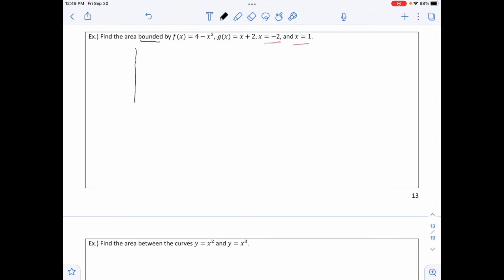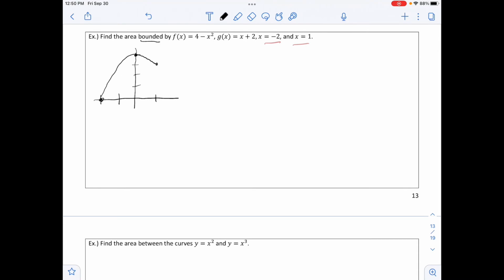And again, we're graphing this between x equals -2 and +1. And so the first graph that I have is a parabola, and if I were to substitute in -2, I get 4 minus 4, or 0. And then if I were to substitute in, say, 0, we get 4. And then substituting in 1, we get 3. And so our graph is that parabola.